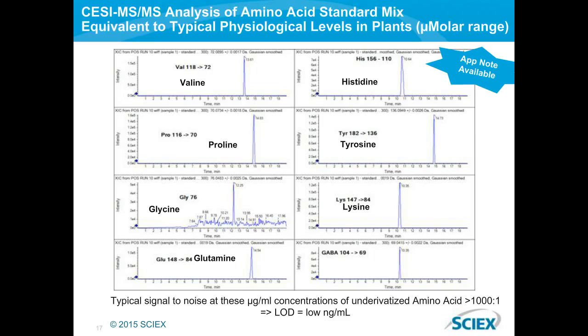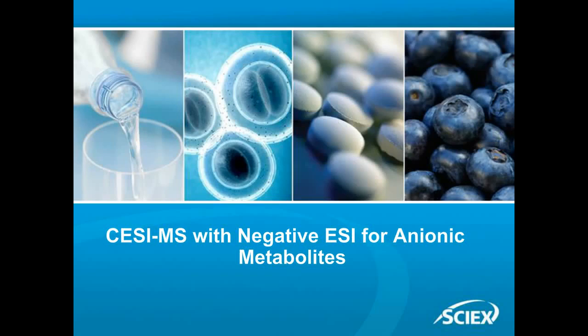This has also been run on a triple quad system, and for this particular application, we have an application that's already available for people who are interested in underivatized amino acids. You can also see GABA at the bottom as well. The method itself included other positively charged metabolites as well as mainly underivatized amino acids. That seemed to work quite well, and this is what I expected, to be honest, for positively charged compounds.